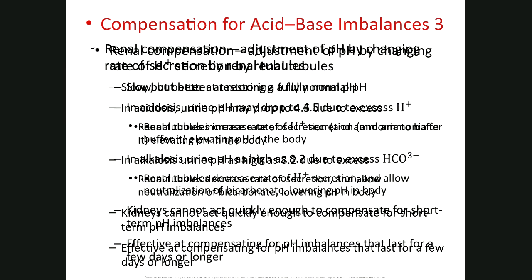The kidneys will either throw out H ions or save H ions, depending. In compensated metabolic acidosis, we try to get rid of the H ions. If it's alkalosis, we try to keep the H ions and their resources.